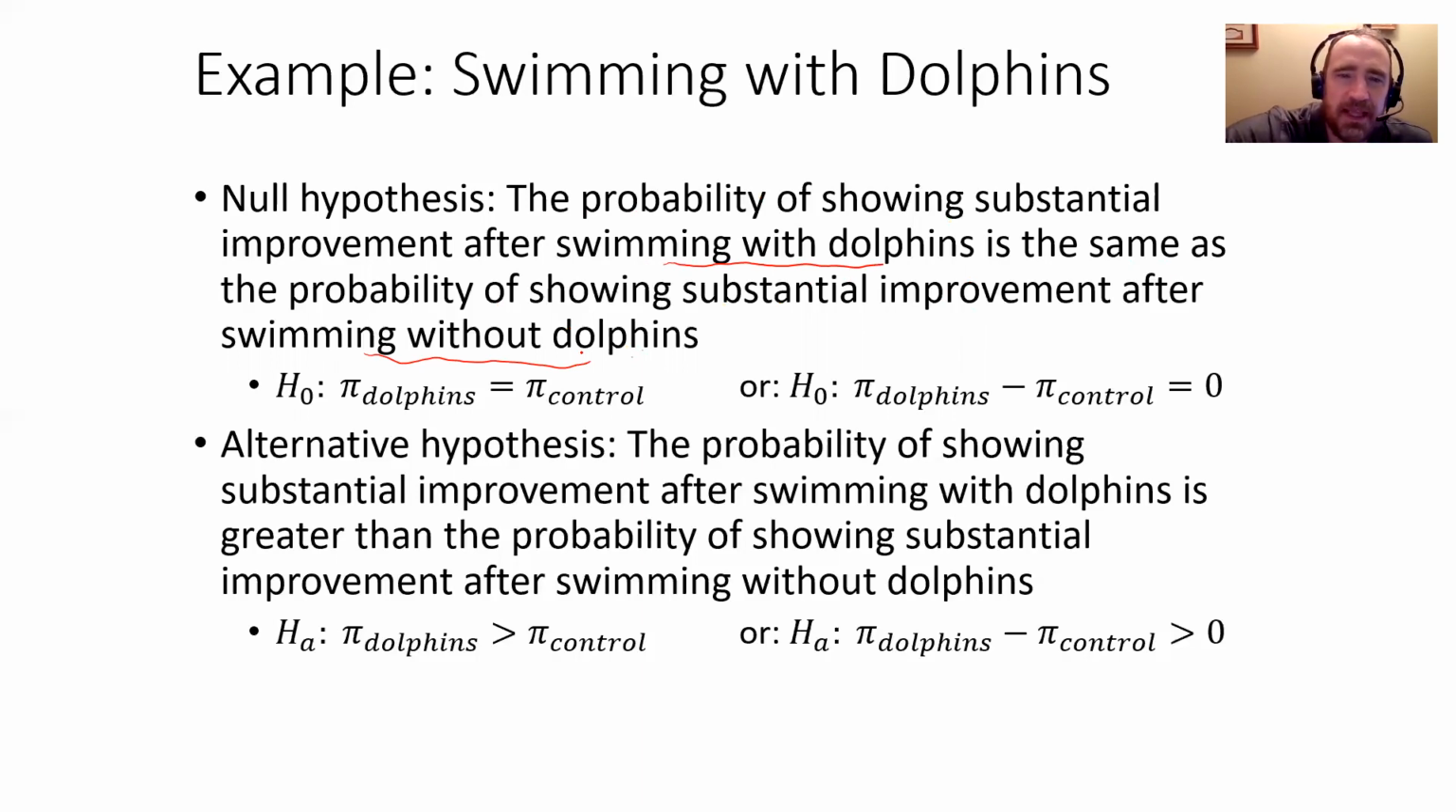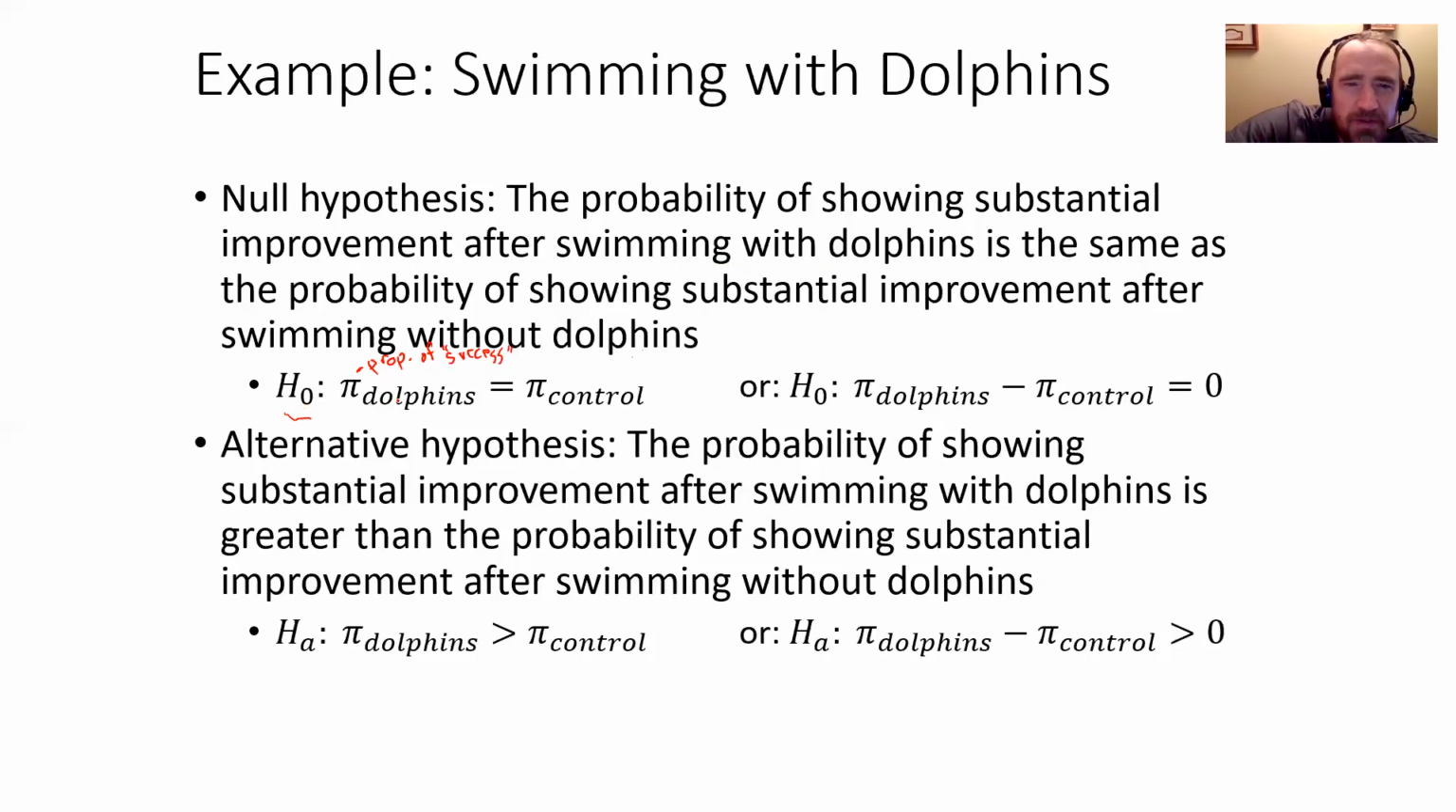We can symbolize that, and we're going to have two different formats, but I'll tell you about the one I prefer and the one we'll tend to look at. So, H0, the null hypothesis, is pi dolphins. What does pi stand for? Don't forget, pi is our proportion of success out in the population. Proportion of success. And here, success we're going to naturally define as substantial improvement.